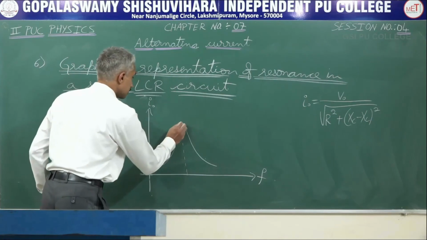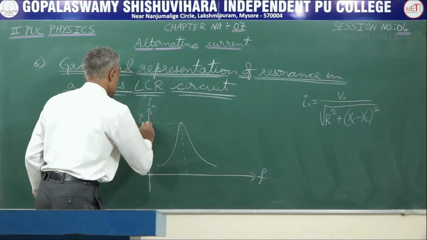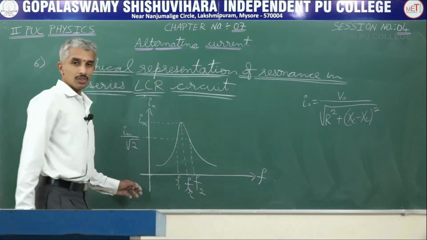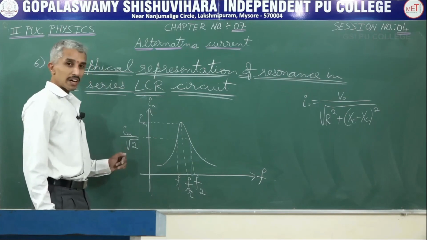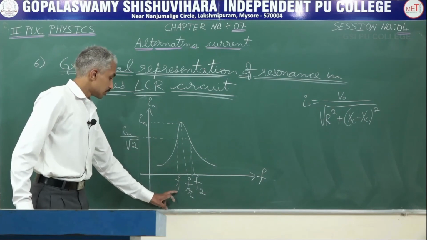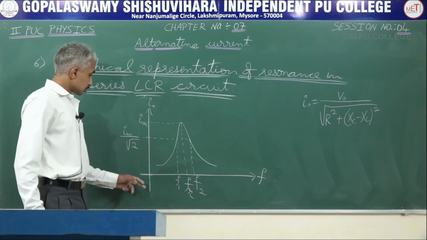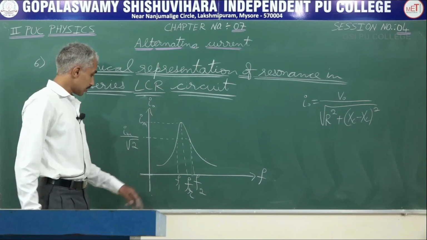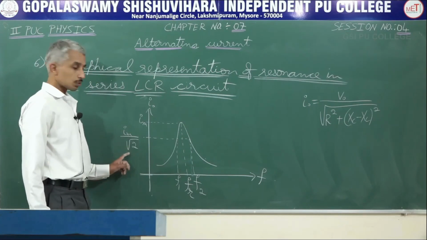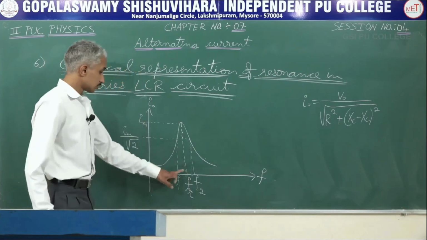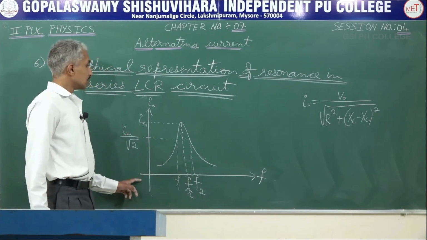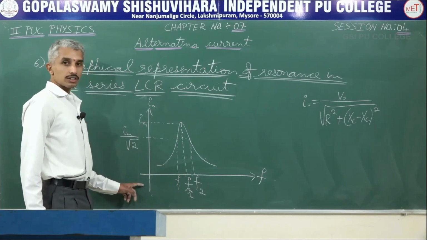The maximum current is got for resonant frequency. In the next session, we will also be learning about bandwidth, where we will have bandwidth as the difference between the frequencies F1 and F2. So for the sake of the next session, I have included these two frequencies F1 and F2 and the maximum current by root 2. While for resonance, we are only interested in the maximum current which is at resonant frequency. So this is the representation of resonance in a series LCR circuit.